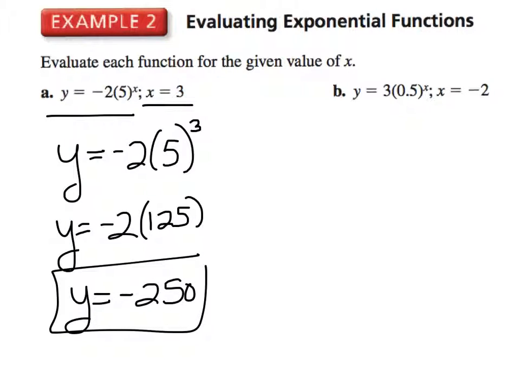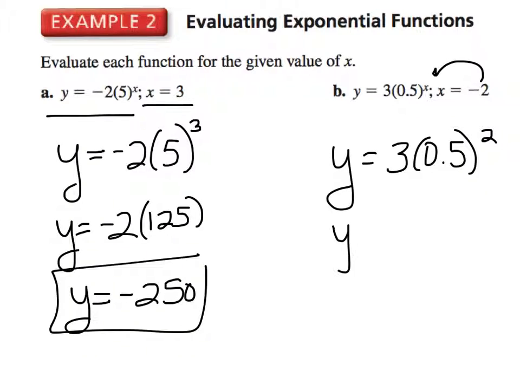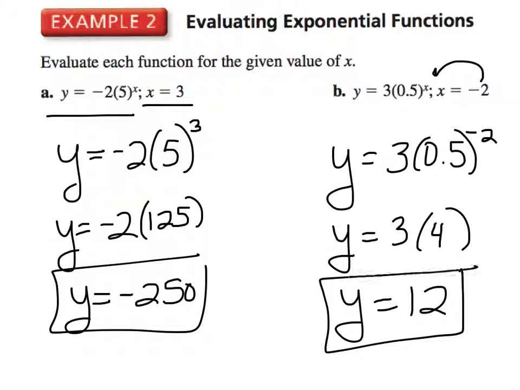In B, we're going to plug in -2. And if you did that, you would get 0.5 to the 2nd power. I'm sorry, that's to the -2nd power. That would be 4. And so your answer would be y equals 12.